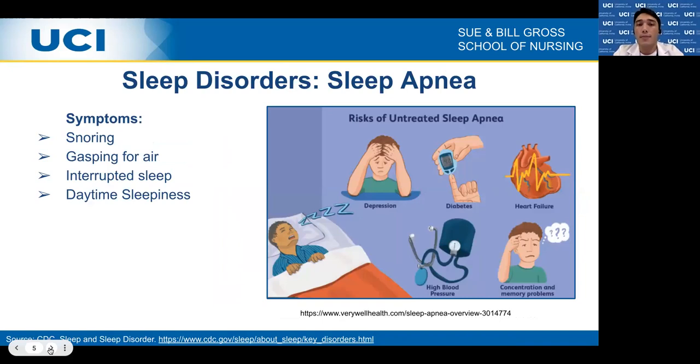And then next we have the sleep disorder, sleep apnea. Some of these symptoms include snoring, gasping for air, interrupted sleep, and daytime sleepiness. And then some of the risks of untreated sleep apnea include depression, diabetes, heart failure, high blood pressure, and concentration and memory problems.